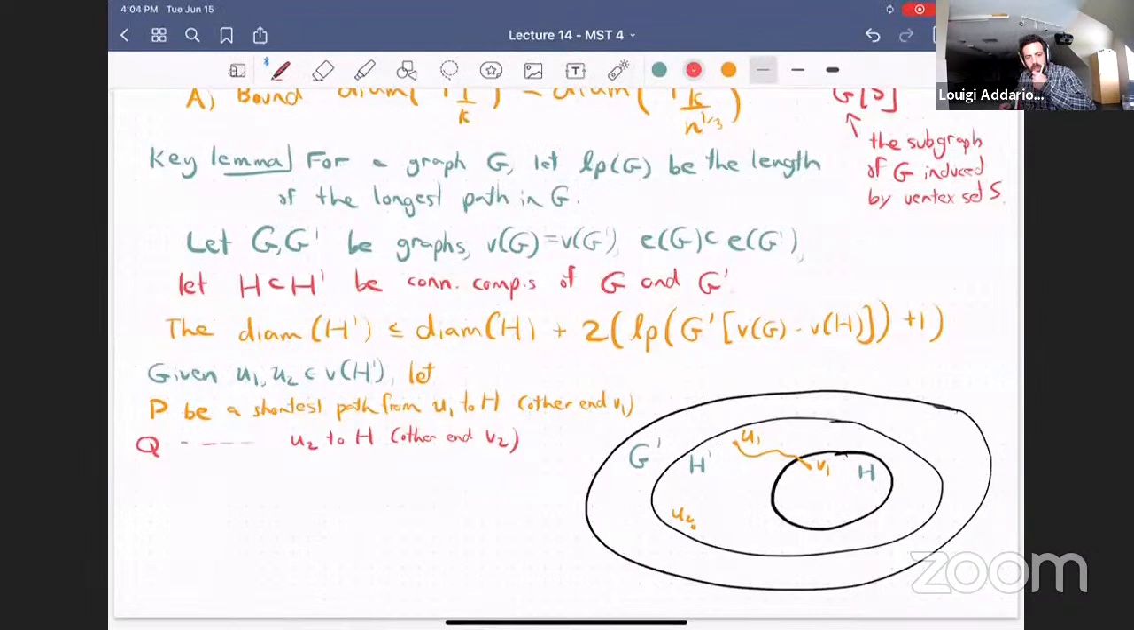There's a question: is L the longest simple path? Yes, the longest simple path. You're not allowed to just go around and around and around a cycle.